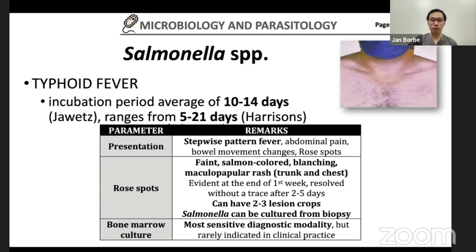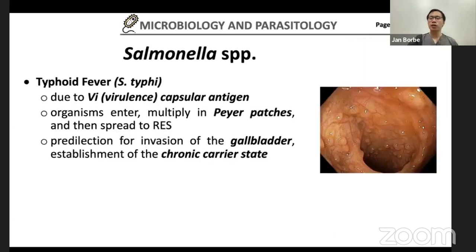By the 3rd and 4th week of illness, you can actually have bleeding and perforation of your terminal ileum because, you know, the typhoid fever Salmonella actually multiplies in the Peyer's patches. Okay? And usually that happens by the 3rd and the 4th week of illness.